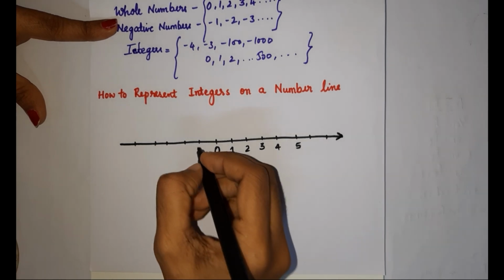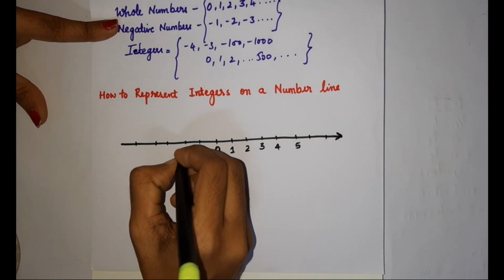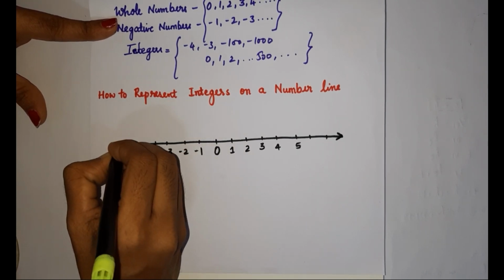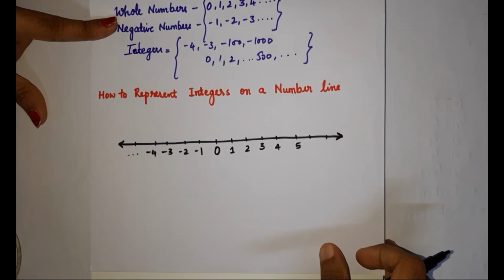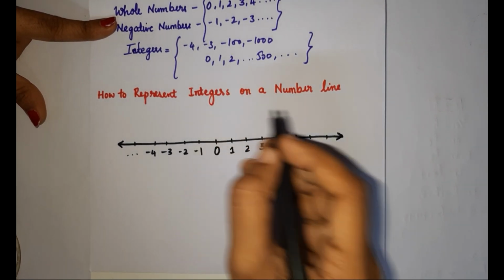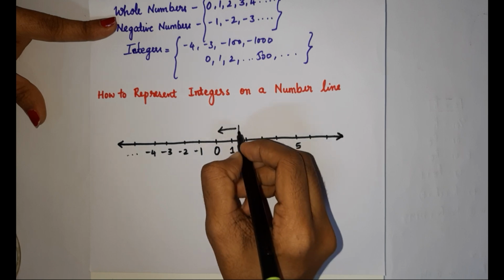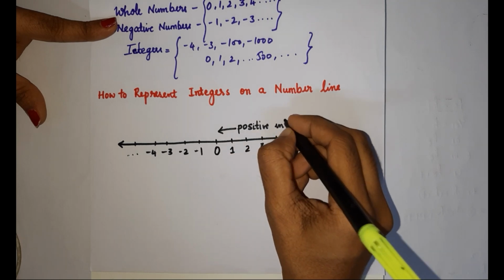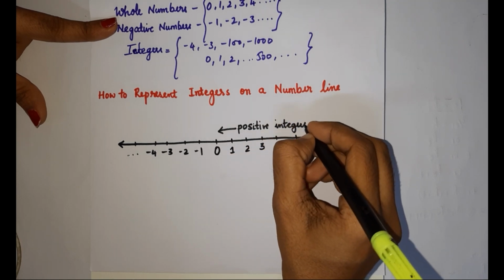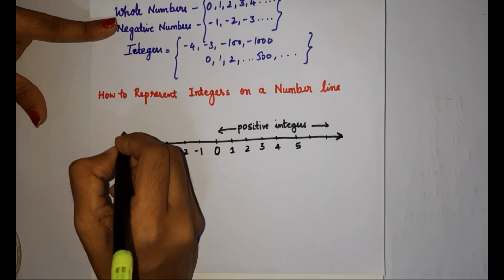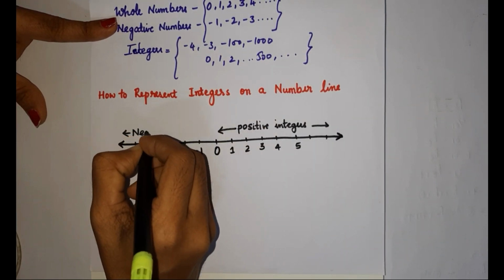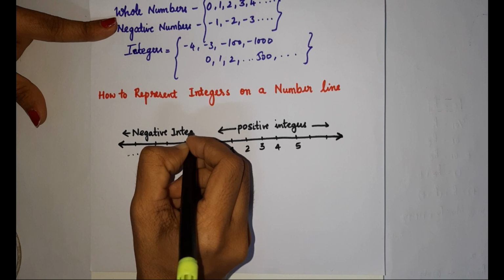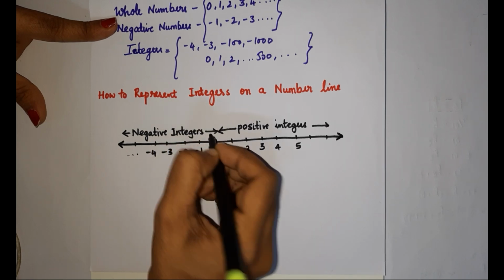Similarly, to the left of 0 are negative integers: -1, -2, -3, -4, and this continues. So this is how we represent integers on a number line. Right of 0 are all positive integers, and to the left of 0 are all negative integers. This is how we represent integers on a number line.